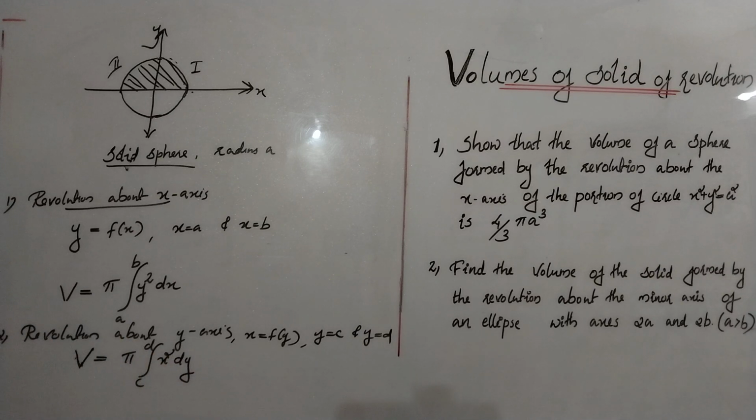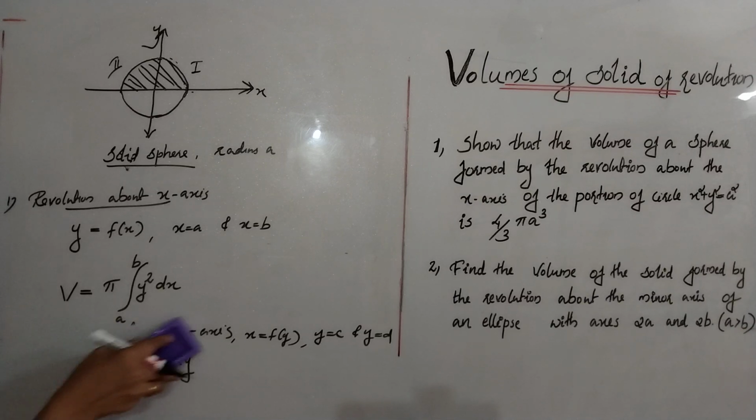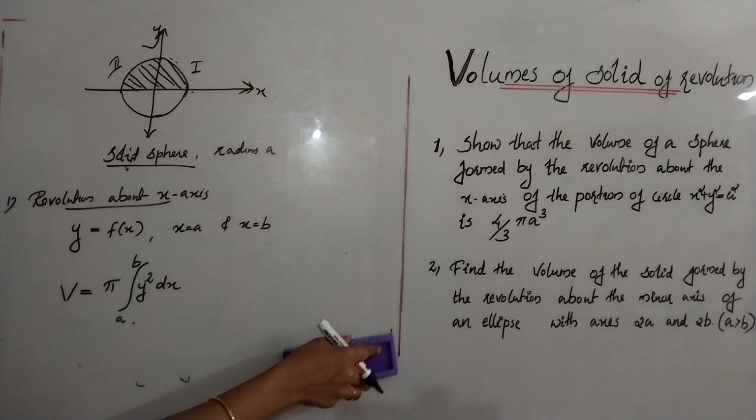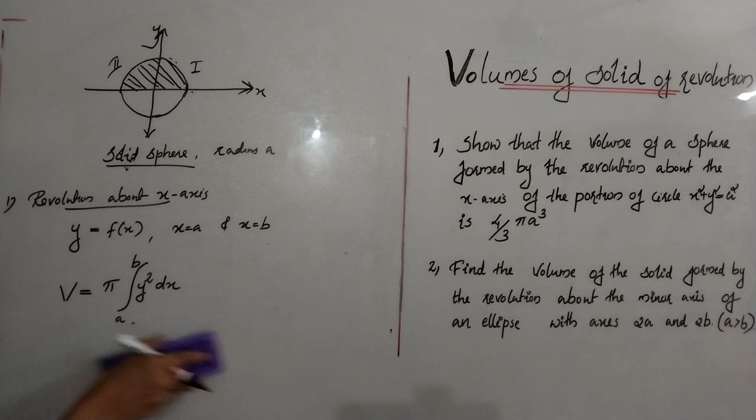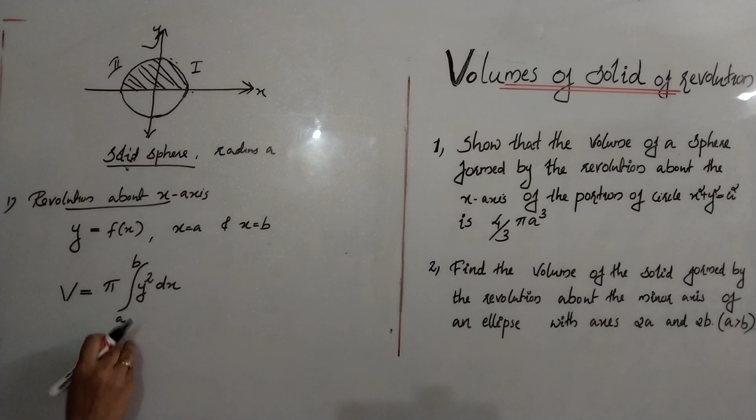Now consider the first question. Show that the volume of a sphere formed by the revolution about the x-axis of the portion of circle x square plus y square is equal to a square is 4 by 3 pi a cube. Here we can use the first equation, revolution about the x-axis, because the portion of the circle is revolving about the x-axis, that is V is equal to pi times the integral from a to b of y square dx.